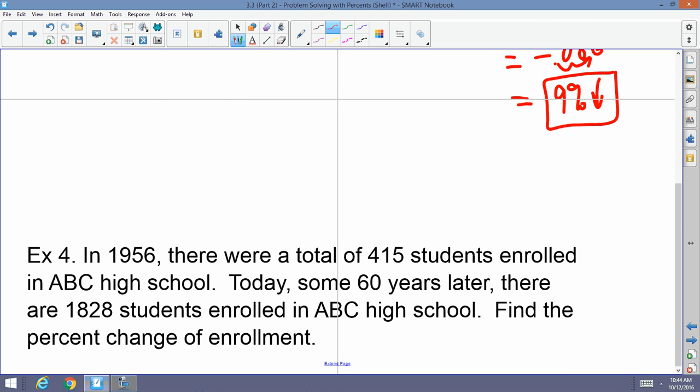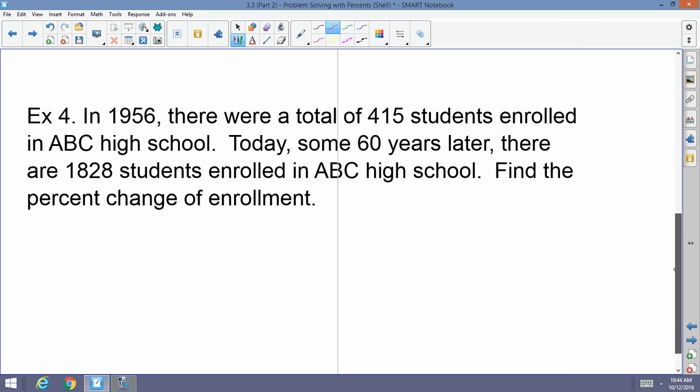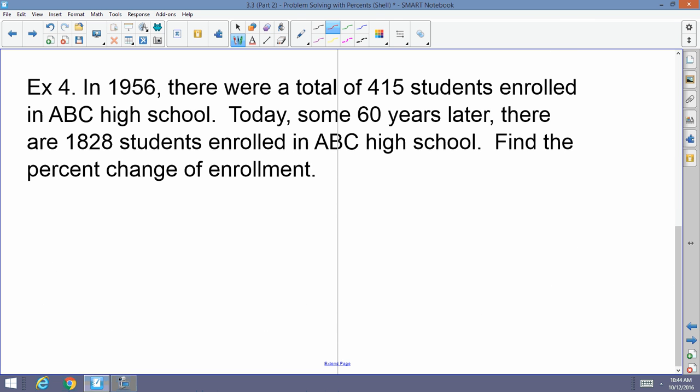Let's do one more. I want to make sure I really drive this point home. In 1956, there were 415 students enrolled in ABC High School. Today, some 60 years later, there are 1,828 students enrolled in ABC High School. Find the percent change of enrollment.